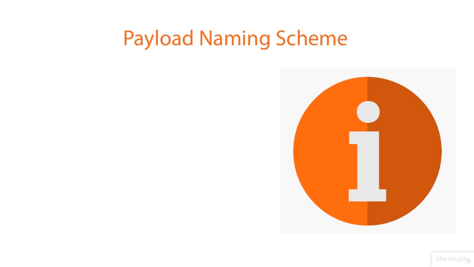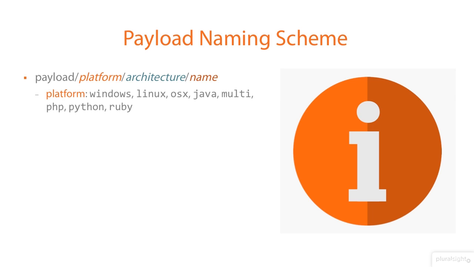Payloads are also named in a similar manner to exploits. They're organized into a directory hierarchy based on the platform, processor architecture type, and then a name. The platform is a simplified name of the target system. Examples include Windows, Linux, OS X for Mac OS X, Java, which has platform-independent code, multi for multiple platforms, and then interpreters for PHP, Python, and Ruby code.